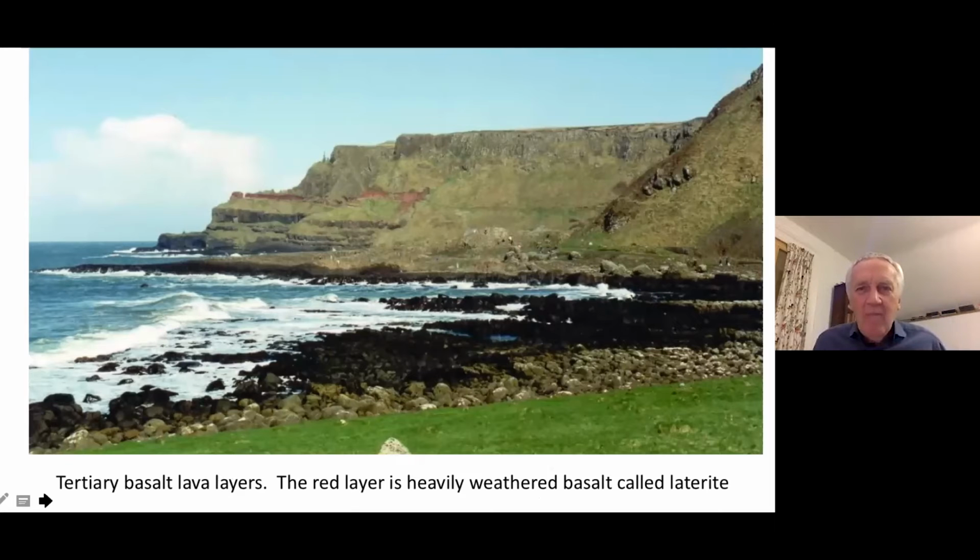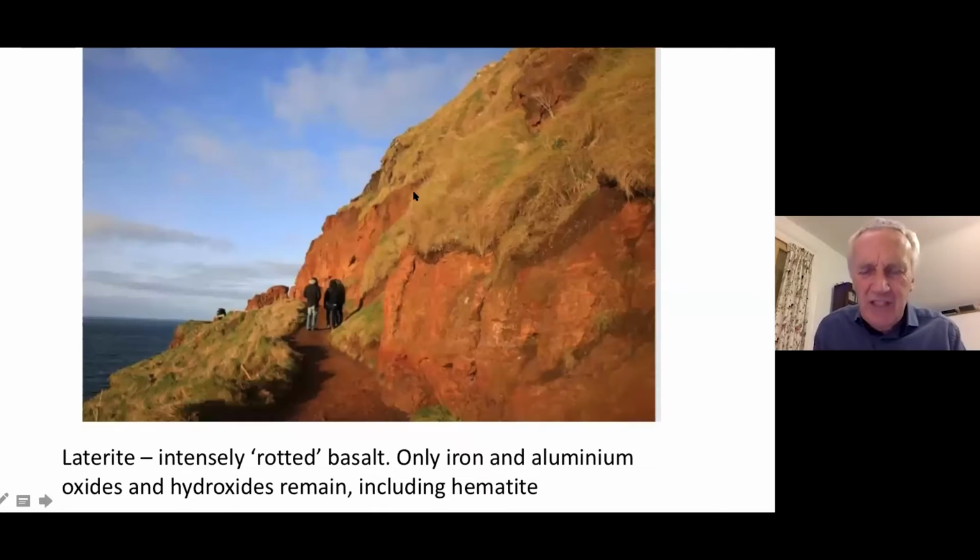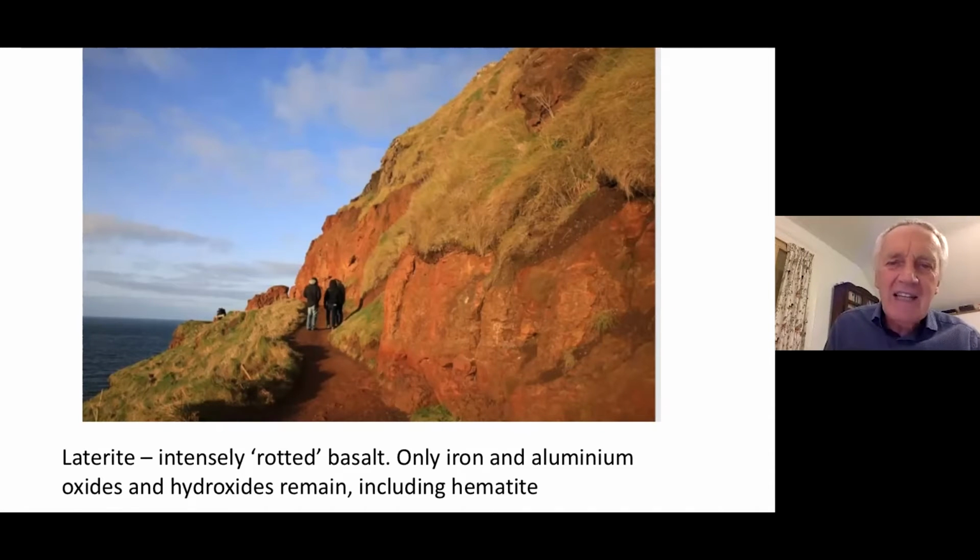Well, here we are back at the Giant's Causeway looking east, and you can see in the cliff there this red material halfway up the cliff, basalt above, basalt below. Here it is in close-up, and this was formed because there was a long interval when the first lot of basalt came up before the next came down on top of it. And during that interval, the basalt got very intensely weathered. It got rotted and everything got dissolved away pretty well, except for iron and aluminium oxides and hydroxides. And the red color is from hematite.